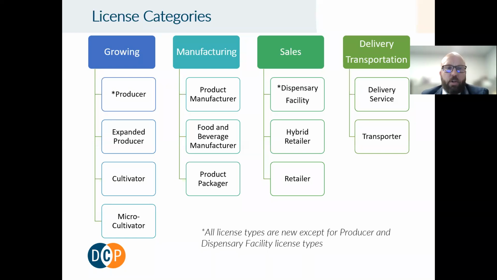So in the growing section, we have producers, which are the current producers for the medical marijuana program, and expanded producers, which are those same folks working in both markets, medical and adult use, and we'll go more into that later. Then cultivators and micro-cultivators. In manufacturing, there's product manufacturers, food and beverage manufacturers, and product packagers. The sales generally will be occurring at dispensary facilities, hybrid retailers, and retailers, except for some caveats we'll get into a little later in the presentation. And then there's delivery services, and then transporters. So all but the STAR types are new credentials that will be issued as part of this law.